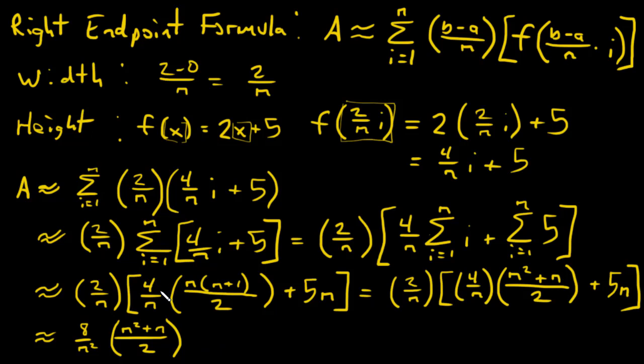5n, no? I'm sorry, I lost my place. 5n, my dogs are distracting me. 5n times 2 over n, the n's cancel. I'm left with 2 times 5, which is 10.